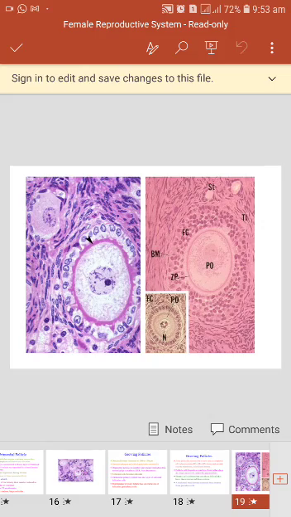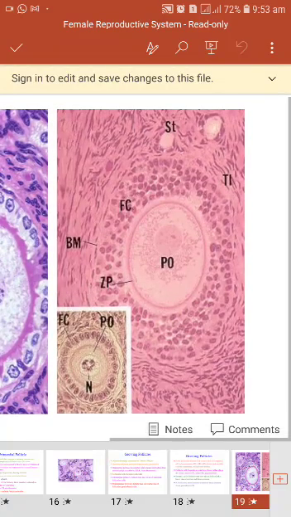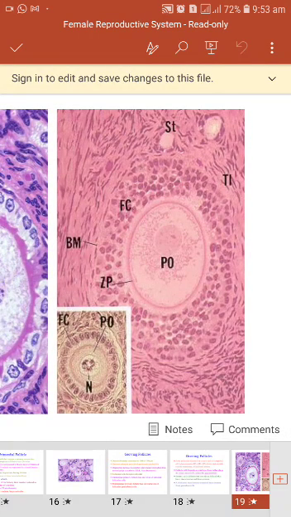In this diagram, you can see from inside to outside the primary oocyte. Then we have ZP, the zona pellucida. Outside are the follicular cells. Then just outside the follicular granulosa cells, we have the theca interna and theca externa.